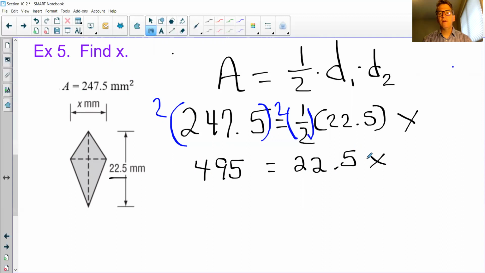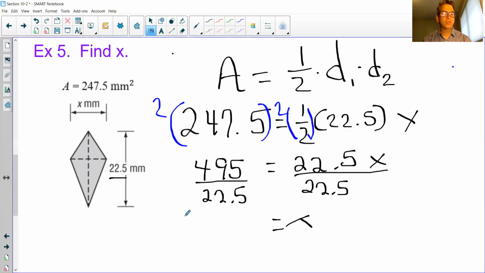And lastly, to offset this multiplication by 22.5, you divide by 22.5 on this side and on this side. And your final answer for the diagonal x is 22 millimeters. So keep on the lookout for those algebra questions on unknown measures of trapezoids, rhombi, and kites.